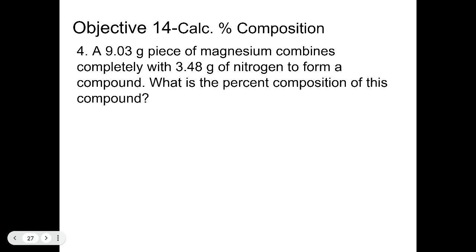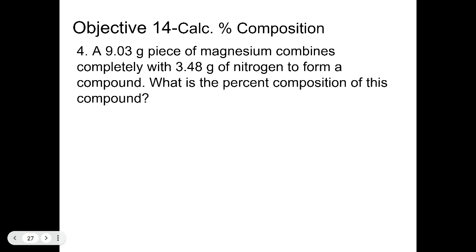All right. Number 4, a 9.03 gram piece of magnesium combines completely with 3.48 grams of nitrogen to form a compound. What is the percent composition of this compound? So, percent comp, we know that 9.03 grams of it is magnesium. We know that 3.48 grams of it is nitrogen. The total overall composition of the new compound is going to be the combination of those two things.